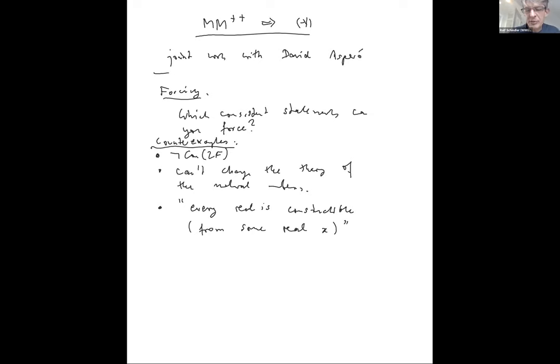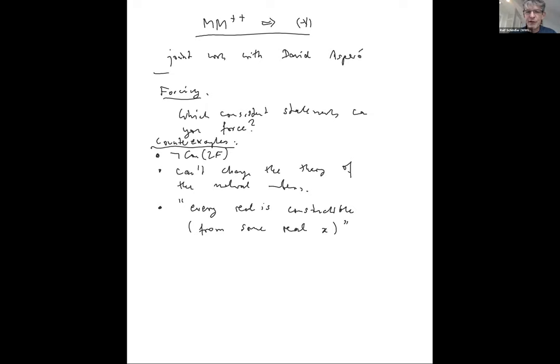Every real is constructible. This is a statement about the reals, which is, what is it, pi 1 3, which you cannot force in general. You can force it if you can force it over the constructible universe, but once you have non-constructible reals, you are never gonna get rid of them. So you cannot force the statement. On the other hand, of course, it's consistent. If you consider the statement every real is constructible from a given real X, then the answer is, well, sometimes you can force it, sometimes not.